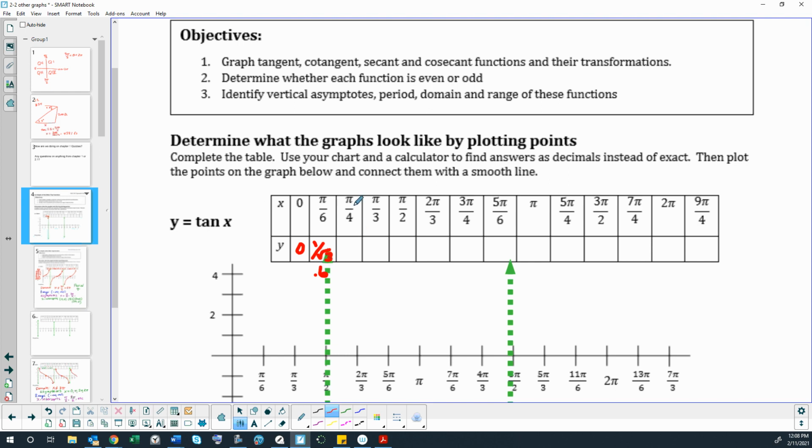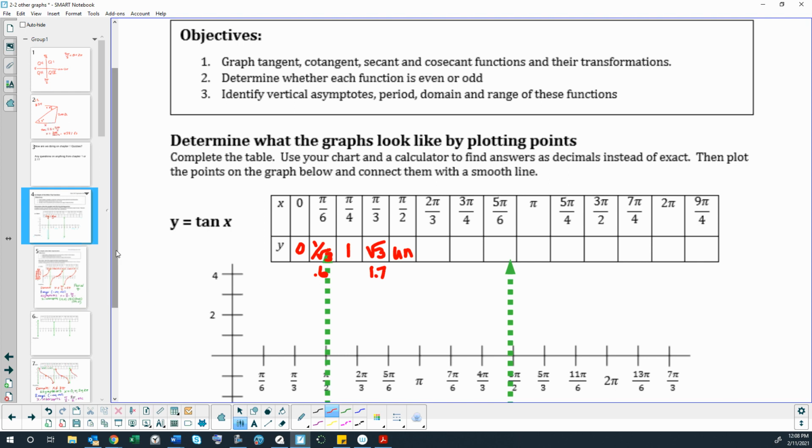Pi fourths tangent is sine divided by cosine, which would be square root of 2 over 2 divided by square root of 2 over 2, so that's 1. And then pi thirds is square root of 3, and the square root of 3 is 1.7. And then pi halves would be sine is 1, cosine is 0. So when we try to do 1 divided by 0, we can't do that, so we call that undefined.